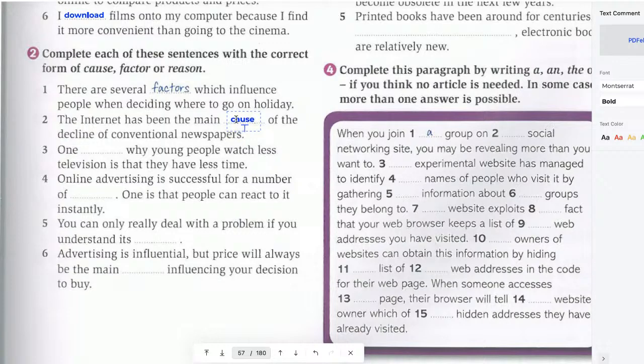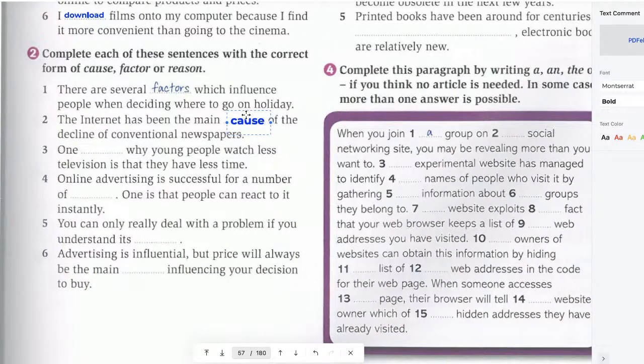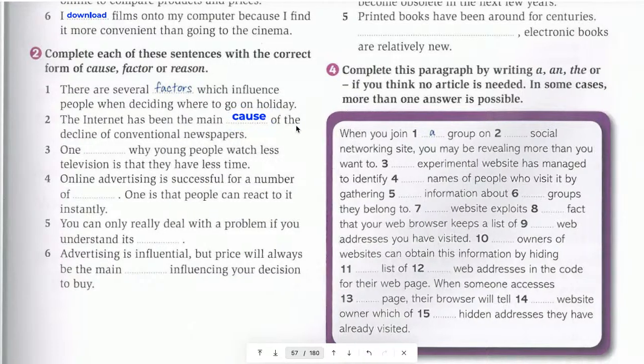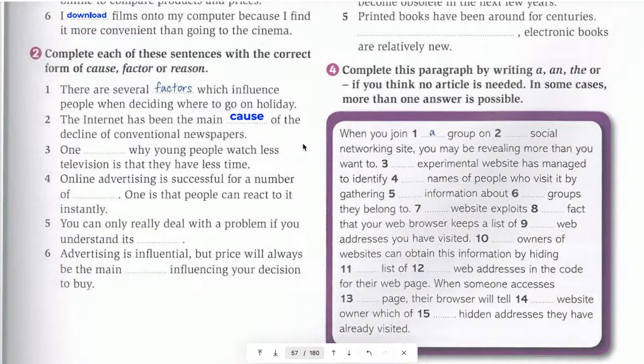Tell me, why do we need to use the word cause here and not reason? Why don't we say the internet has been the main reason of the decline of conventional newspapers? Why do we have to say the internet has been the main cause of the decline of conventional newspapers? Why is that? I need an answer, guys.